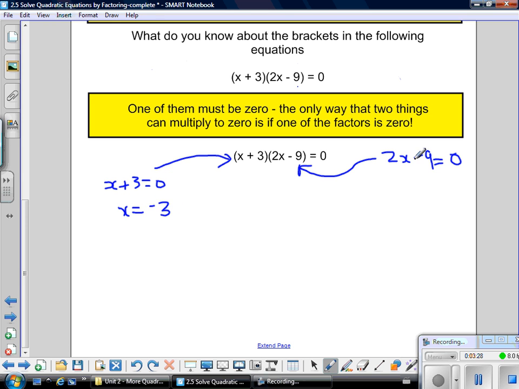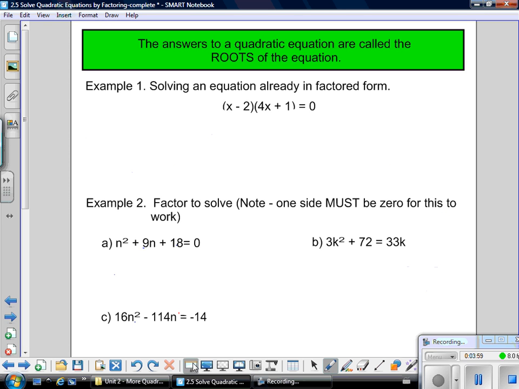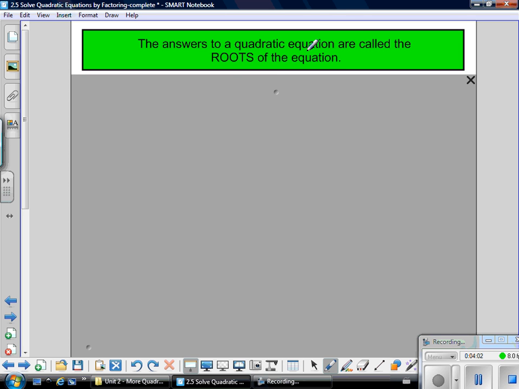On the next one, we could add 9 to both sides and end up with 2x equals positive 9. Then we could divide both sides by 2 and end up with x equals 9 over 2. So in fact, someone factored this quadratic for us, but it's factored, and that way we're able to solve for x. The answers to a quadratic equation are called the roots of the equation. We'll be talking more about those roots.